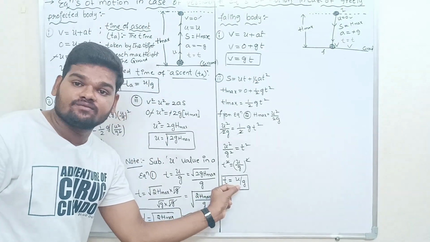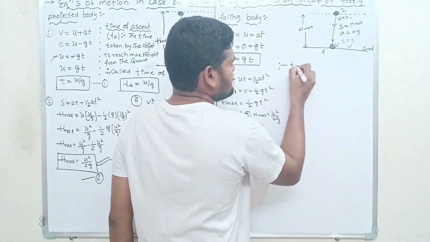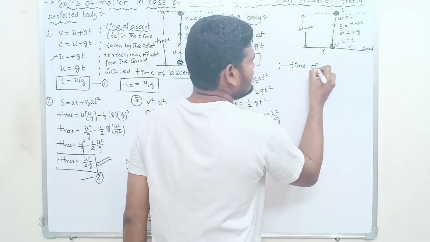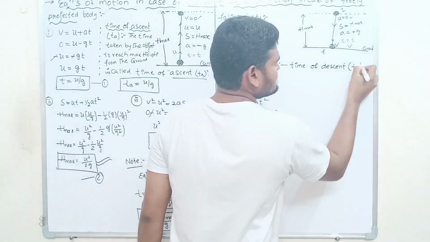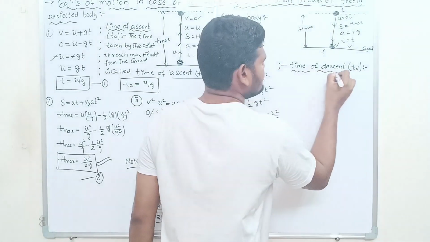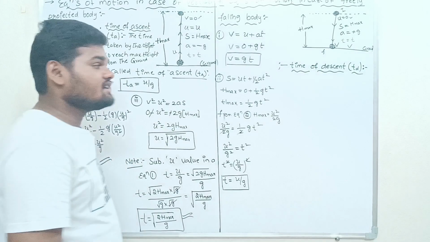Now what is this time? This time is called the time of descent, and it is denoted by TD. What is the meaning of time of descent?